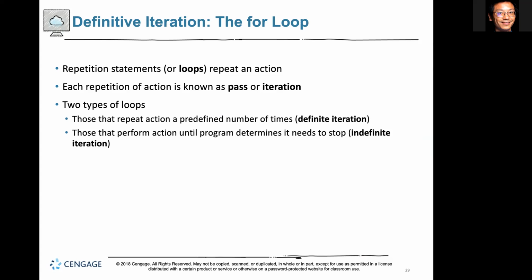And here, this is the for loop. The for loop allows you to repeat a set of statements. Each repetition can be called an iteration. It's more commonly called iteration or pass. You may repeat your loops a certain number of times, or you may repeat until some condition is met, and then you exit.